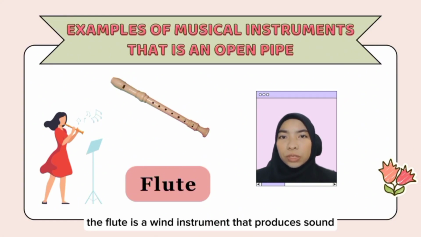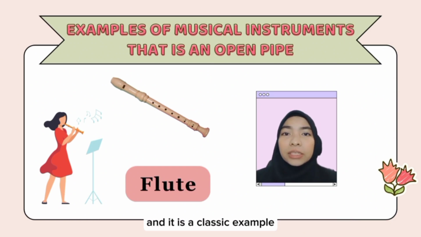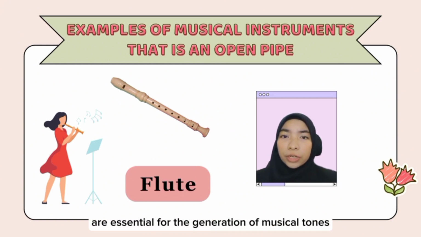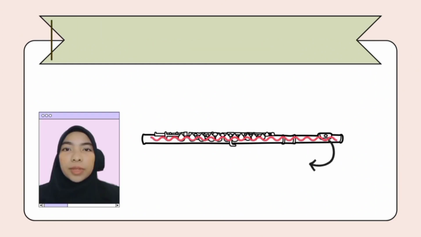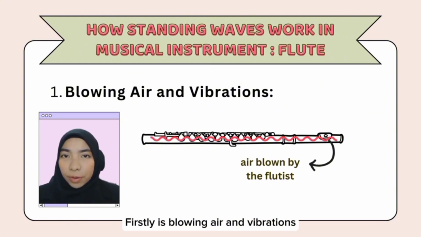The flute is a main instrument that produces sound by directing a stream of air across the embouchure hole, and it is a classic example where standing waves are essential for the generation of musical tones. Next, I will explain how standing waves work in the flute. Firstly is blowing air and vibrations.